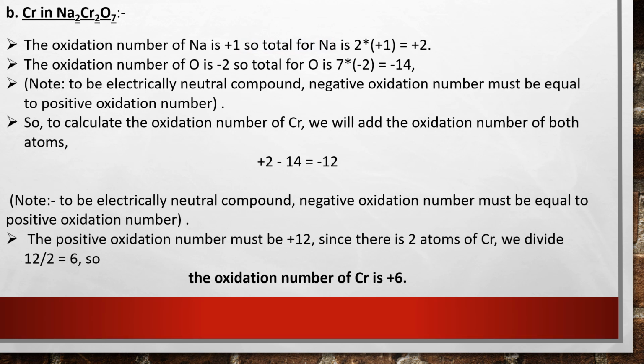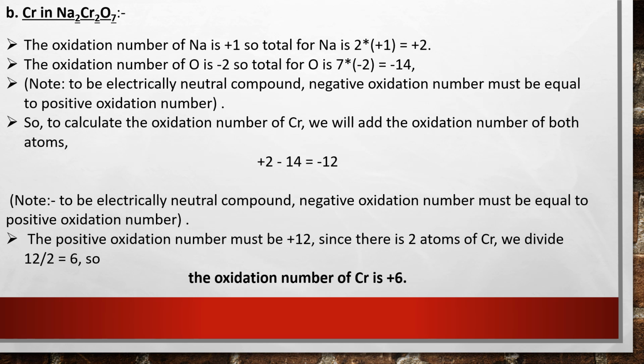The next problem is to find the oxidation number of chromium in Na2Cr2O7. To solve this, first we find out the oxidation number of all the other atoms. The oxidation number of sodium is +1 and there are 2 sodium atoms, so the total for sodium is 2 multiplied by 1, equal to +2. The oxidation number of oxygen is -2 and there are 7 atoms of oxygen, so the total for oxygen is 7 multiplied by -2, equal to -14. Note, for the compound to be electrically neutral, the negative oxidation number must be equal to the positive oxidation number.